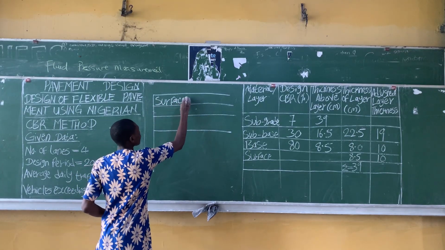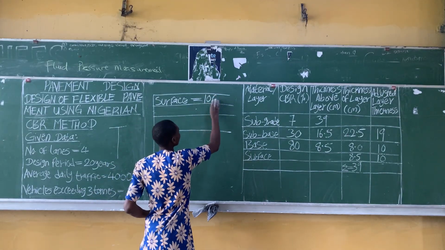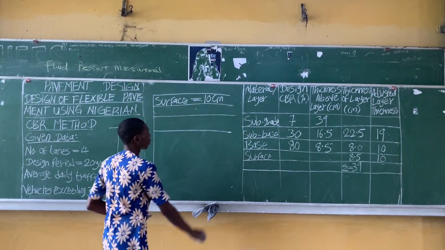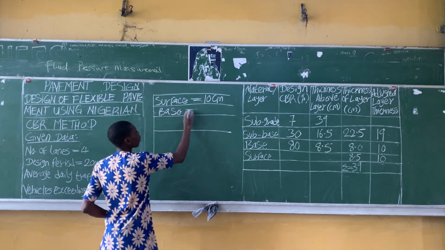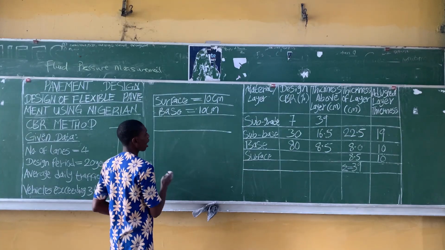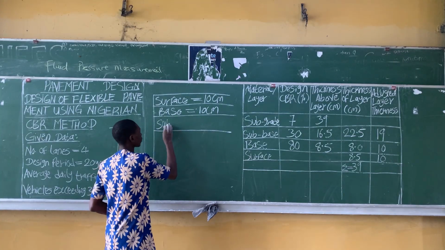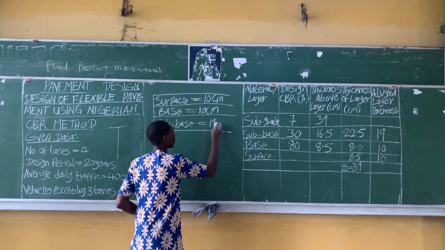So we have our surface course to be equal to 10 centimeters. We have our base course to be equal to 10 centimeters. And then we also have our subbase to be equal to 19 centimeters.